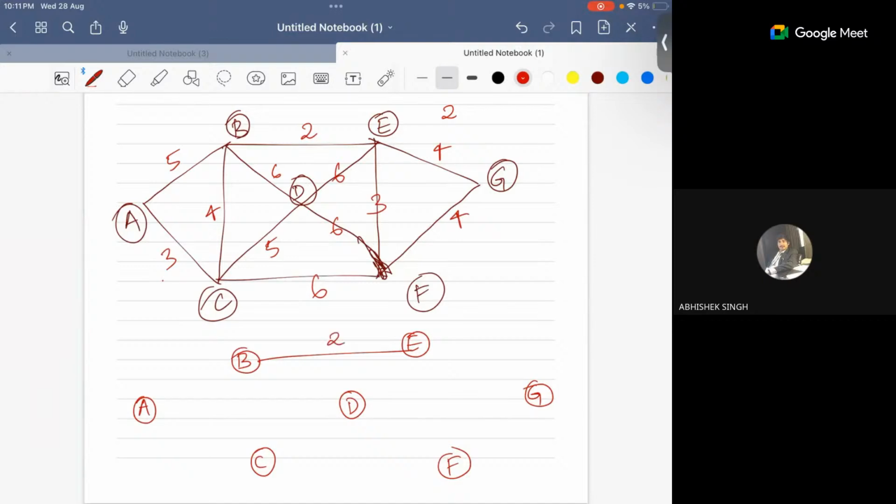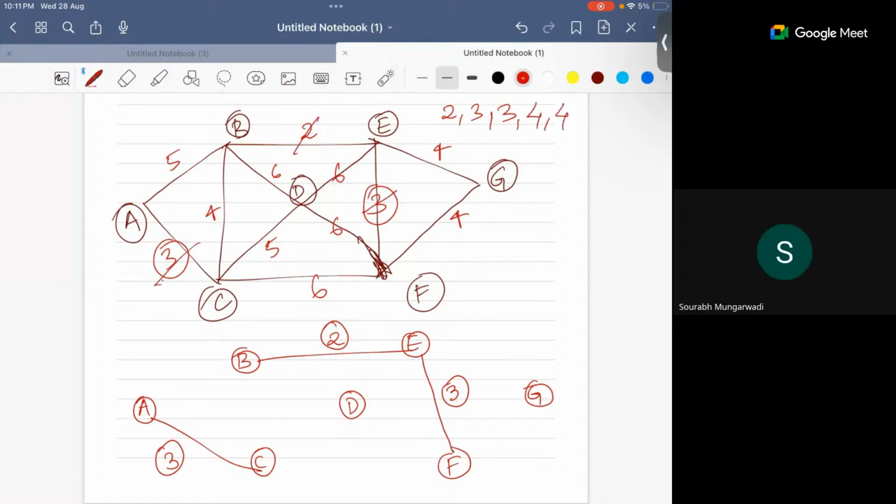The next smallest is 3, this or this, AC or EF, anything. In ascending order, 2, 3, 3. So you took E, F and made the connection. That was 3, this is 2, this 3. What is the next one? The next one is this 3, right? That is done, this is done. The next smallest is 4. Correct? You can take any of the two, this or this.